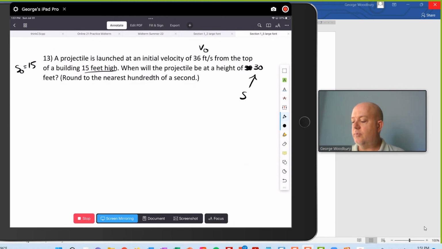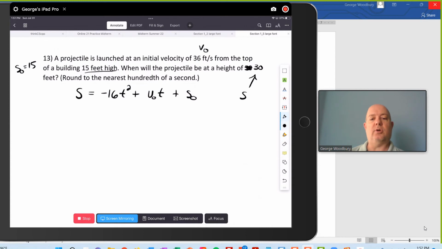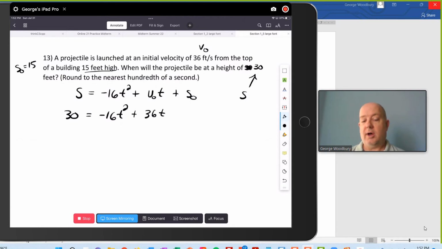So that is my value for s. And this time we're going to round to the nearest hundredth of a second, or 2 decimal places. So again, I'm going to write the formula down first. S equals negative 16t squared plus v sub 0 t plus s sub 0. I'm going to put in 30 for s. We want to know when is it 30 feet above the ground. 30 equals negative 16t squared plus 36t, putting in that value for the initial velocity, plus 15, putting in that starting height.